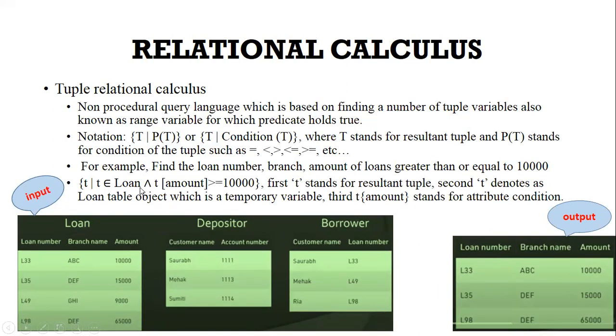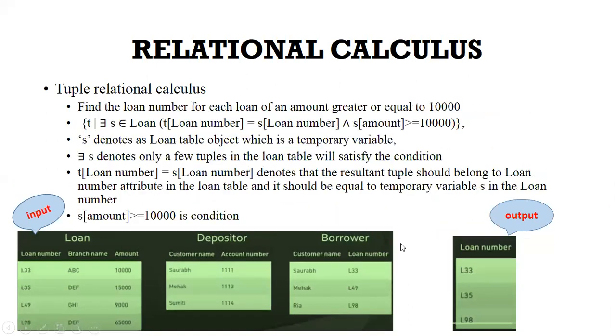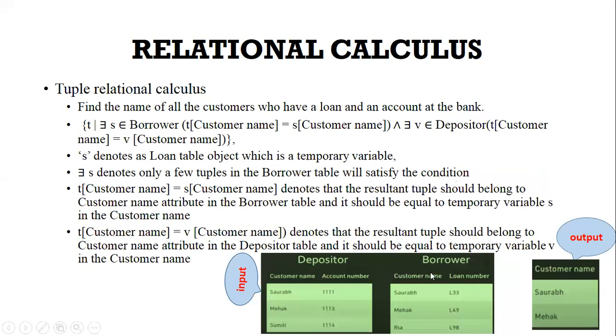It describes the loan, the entire table. It describes the loan of the entire table. So it wants the details from the loan table where the amount is greater than or equal to 10,000. So the entire details, meaning loan number, branch name, amount, everything will be displayed. Okay, so you can see here the next example, what we are going to identify.